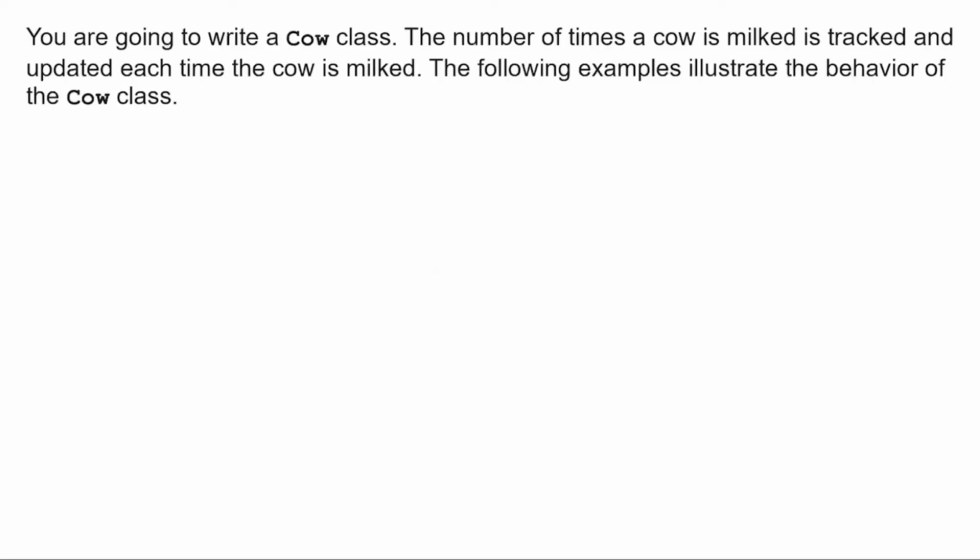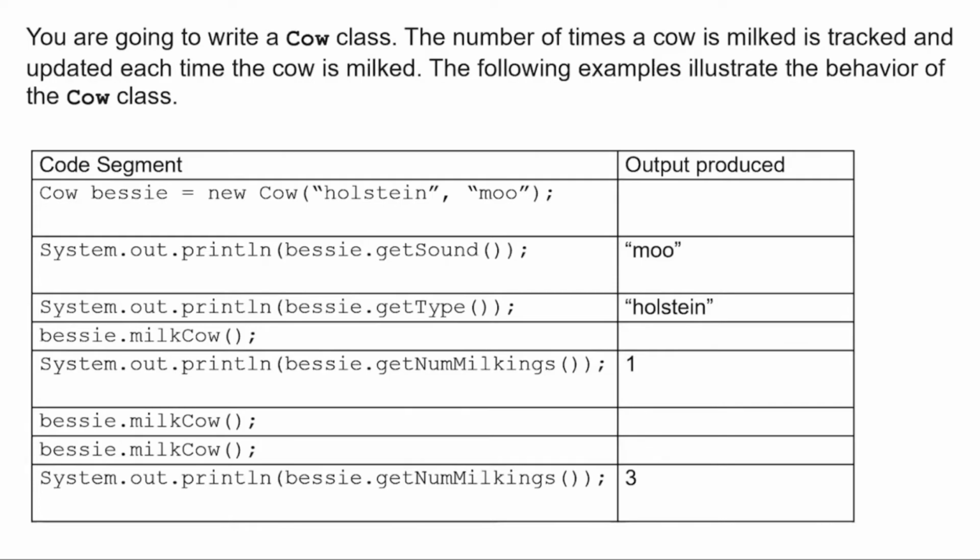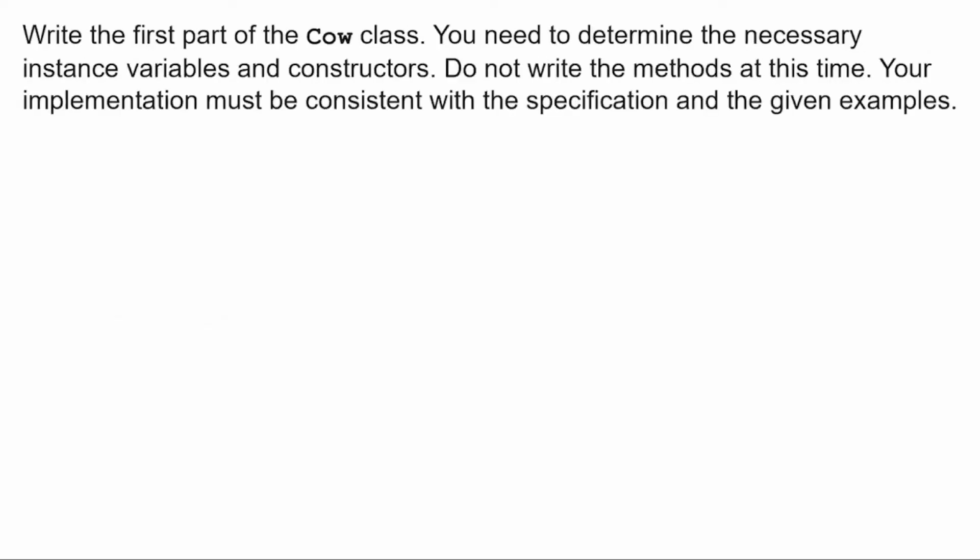Let's practice. You are going to write a cow class. The number of times a cow is milked is tracked and updated each time the cow is milked. The following examples illustrate the behavior of the cow class. Write the first part of the cow class. You need to determine the necessary instance variables and constructors. Do not write the methods at this time. Your implementation must be consistent with the specification and the given examples.